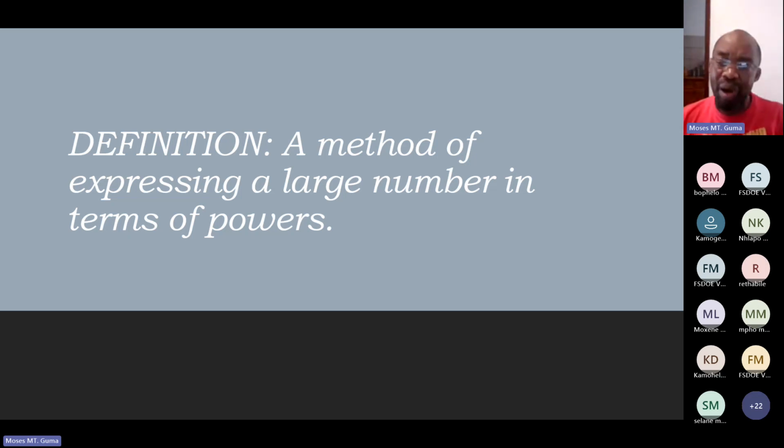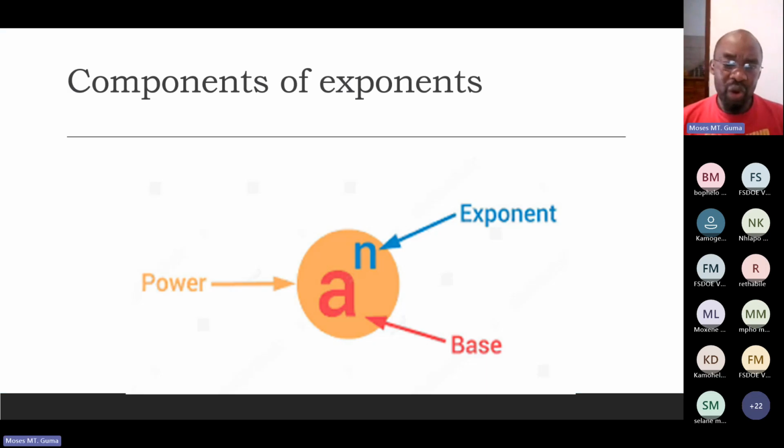Now, when you say powers, what do you mean? Are you talking about the power that Miss Celeste will always refer to? No, no, no, no, no. Let's look at the components of the exponent so that when we are using the exponential language, everyone understands what we are talking about.